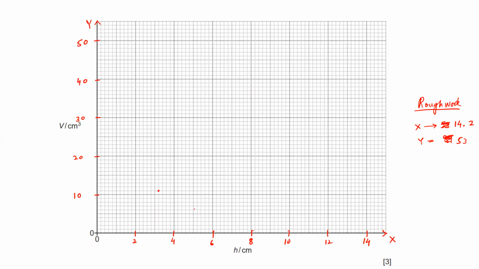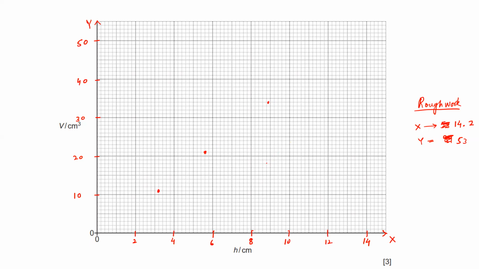Then our second point is 5.6 and 21, somewhere here. Oh, the first point is gone. The first point was 3.2 and 11. Then we have 8.9 and 34. 8.9, almost 9, and 34. So somewhere here is our point.